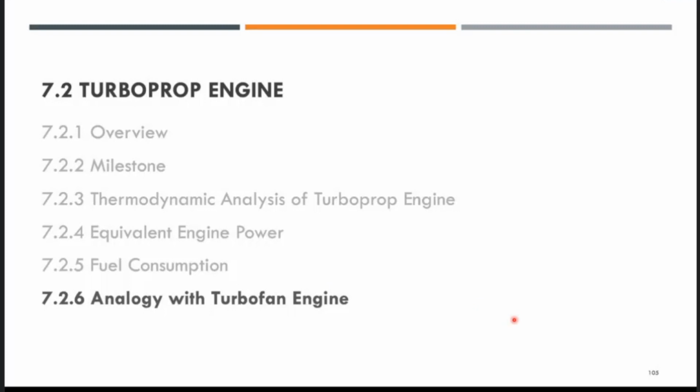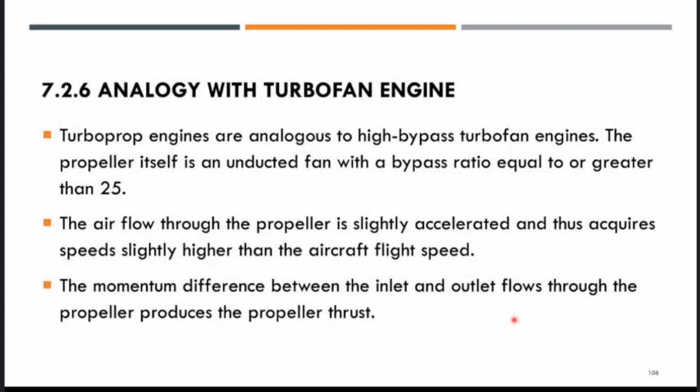All right, before we end, probably best to go into the last subtopic for turboprop engine, analogy of the turboprop engine with turbofan. Okay, a turboprop engine is analogous to a high bypass turbofan engine, and the propeller itself is an unducted fan with a bypass ratio equal to or greater than 25. The airflow through the propeller is slightly accelerated and thus acquires speed slightly higher than the aircraft flight speed, and the momentum difference between the inlet and outlet flow through the propeller produces the propeller thrust.